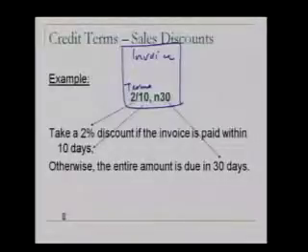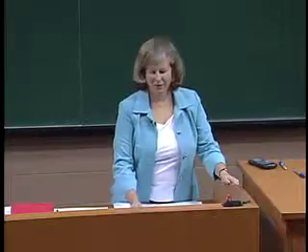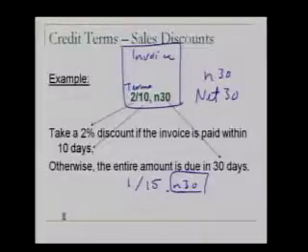So 2/10 would be take a 2% discount if the invoice is paid in 10 days. And that can be anything. You can see some people say 1/15, n/30. What would that mean? Take a 1% discount if you pay in 15 days, and still net 30. Net 30 is something you're going to see often, N30 or net 30 at the bottom of the invoice.